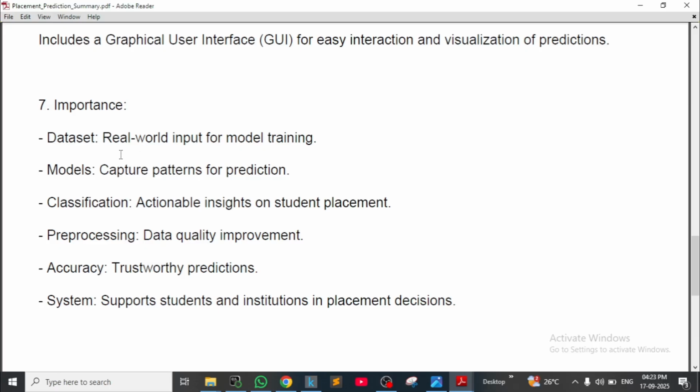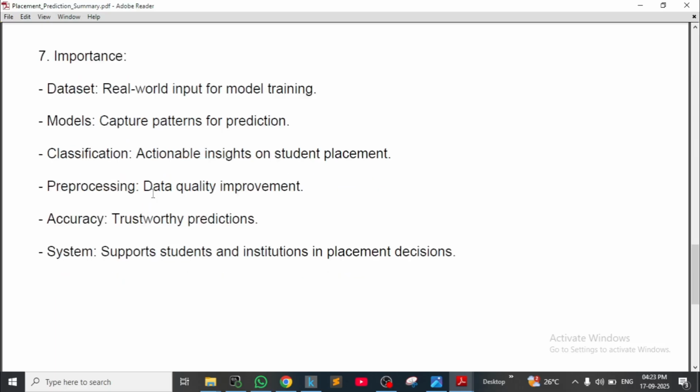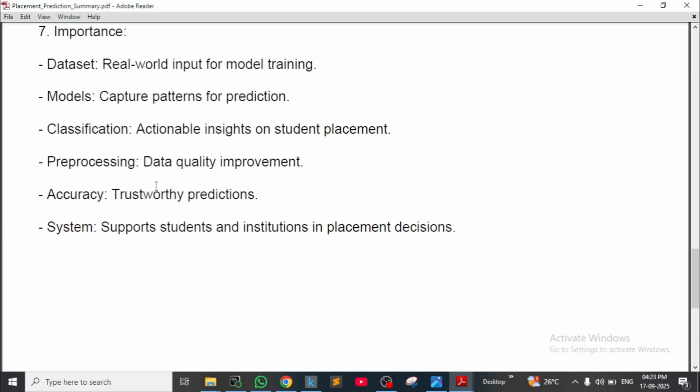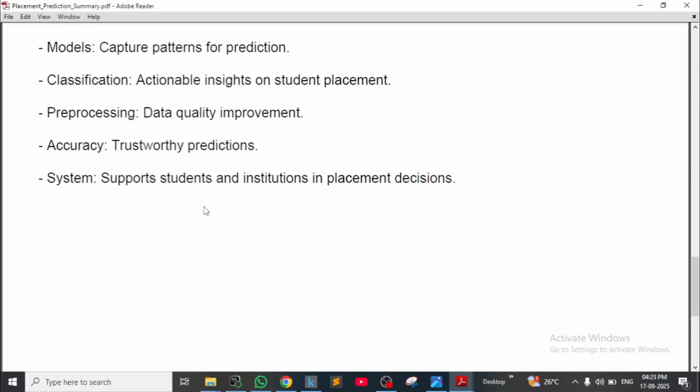Importance of this dataset: real world input for model training. Models capture patterns for prediction, classification, and actionable insights on student placement. Pre-processing improves data quality and accuracy, giving a trustworthy prediction system, to support students and institutes in placement decisions.